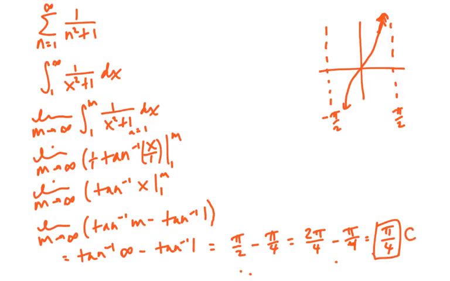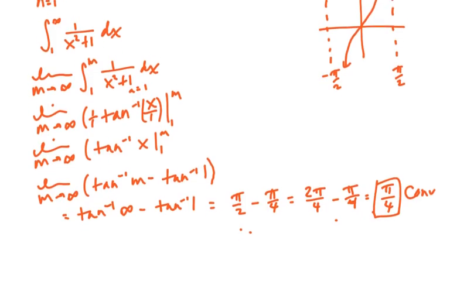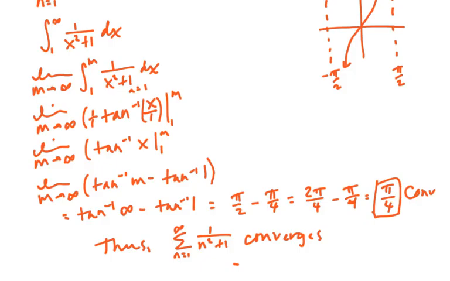So this converges. So we say, since the improper integral converges, then we know that the series converges. Thus, the sum from n equals 1 to infinity of 1 over n squared plus 1 converges. If the improper integral converges, then the series converges. If the improper integral is divergent, or if it diverges, then the same is true of the series.